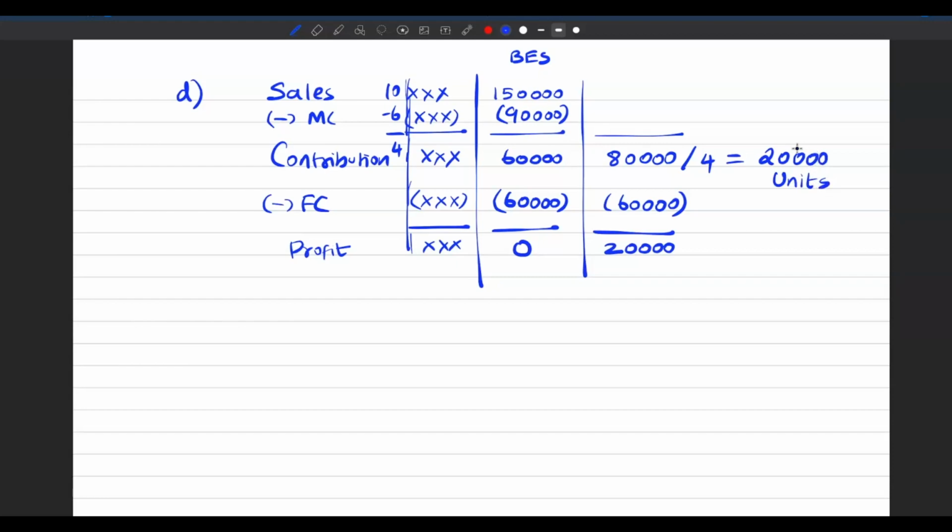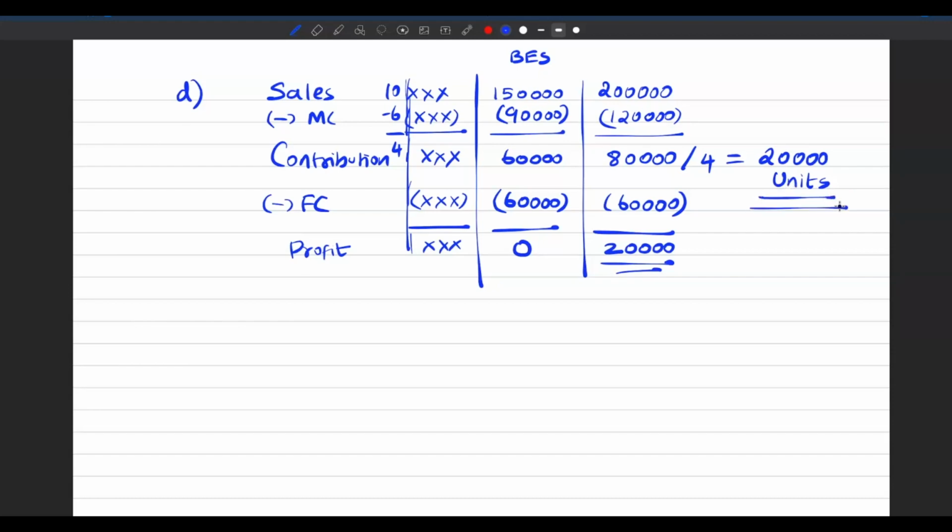Will that work? Yes, it will work, because 20,000 into 10 will give you sales of 2 lakhs. 2 lakhs minus 80,000, 1,20,000 is going to be the marginal cost. So 80,000 is the contribution. 80,000 minus 60,000, you get the profit of 20,000. Okay. So answering question D, what number of units will need to be sold to achieve a profit of 20,000? It is actually 20,000 units.